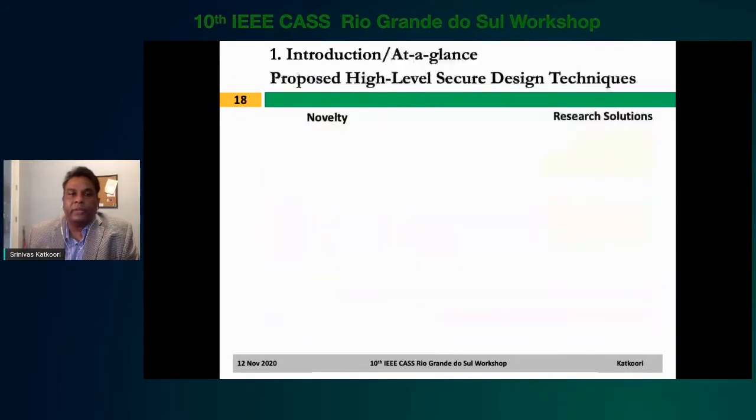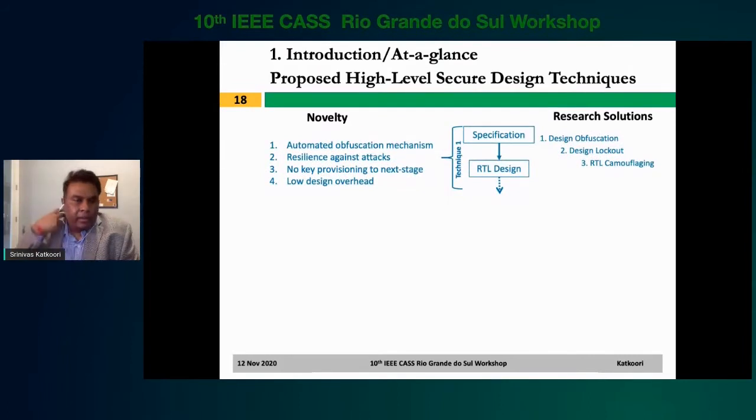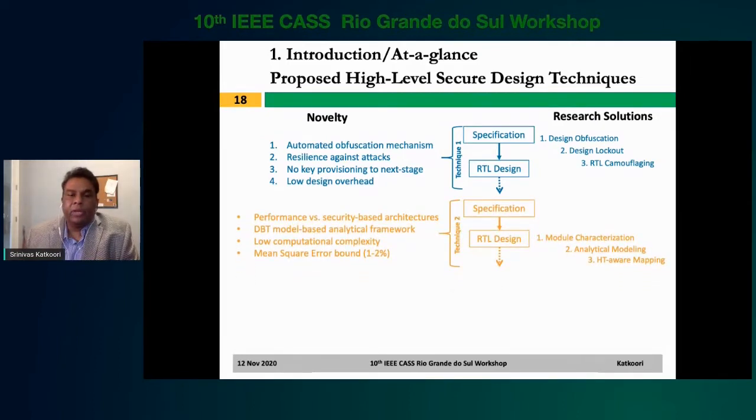So here, at a high level, we are going to talk about the techniques that we have successfully proposed. The first idea is that we can obfuscate the design so that we can protect it from unauthorized users using it or reverse engineering it. The second idea is that we want to automate the process of identifying whether there are any hardware Trojans in the design.